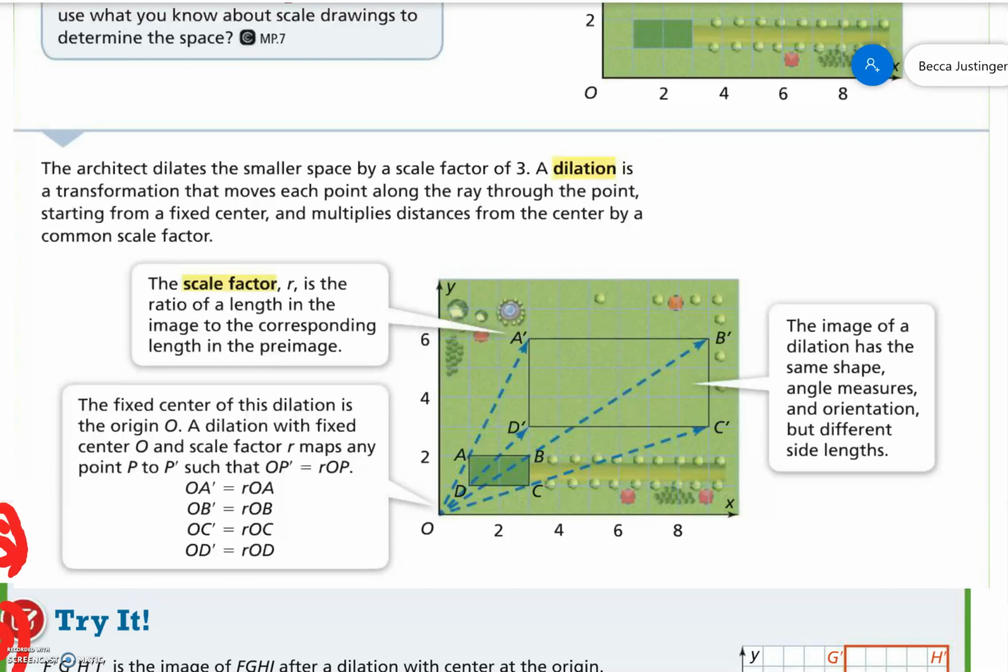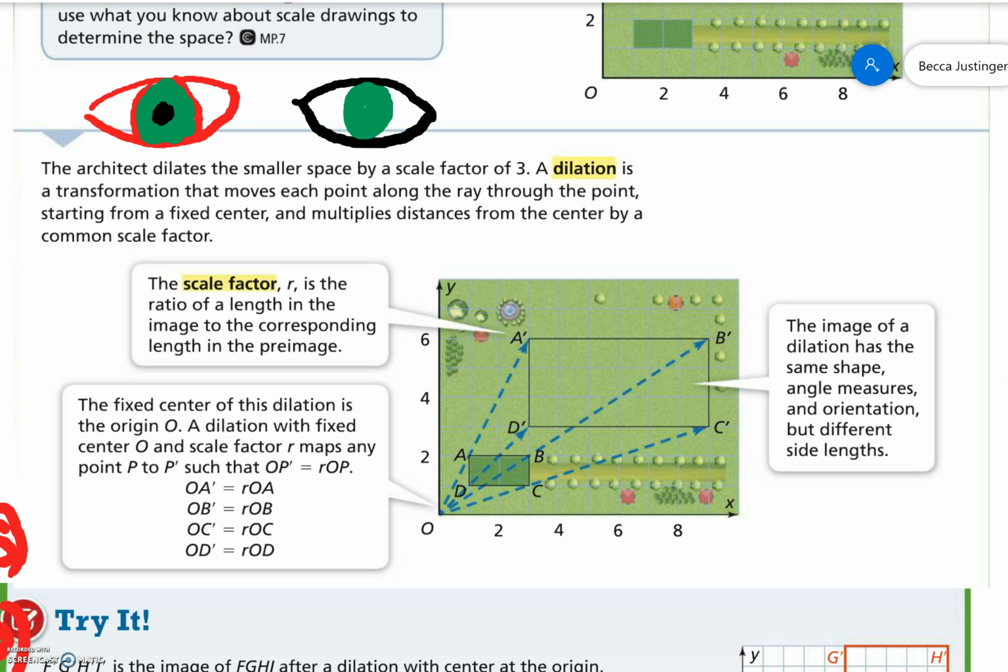The architect dilates. Think about when you're at the eye doctor. This is going to be creepy because it's red. But here, we'll have a nice green-eyed person. So their eye is green, and you have the pupil in the middle. That looks like a normal eye. Such an artist. But when the eye doctor dilates your pupil, what happens to the black part? It gets bigger. So that's when the pupil is dilated. It changes the size, but it's still a circle. So the architect dilates the smaller space by the scale factor of 3.